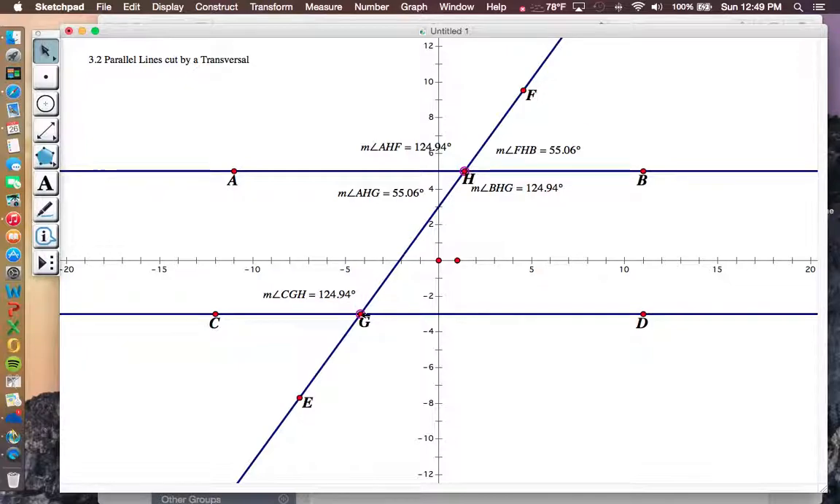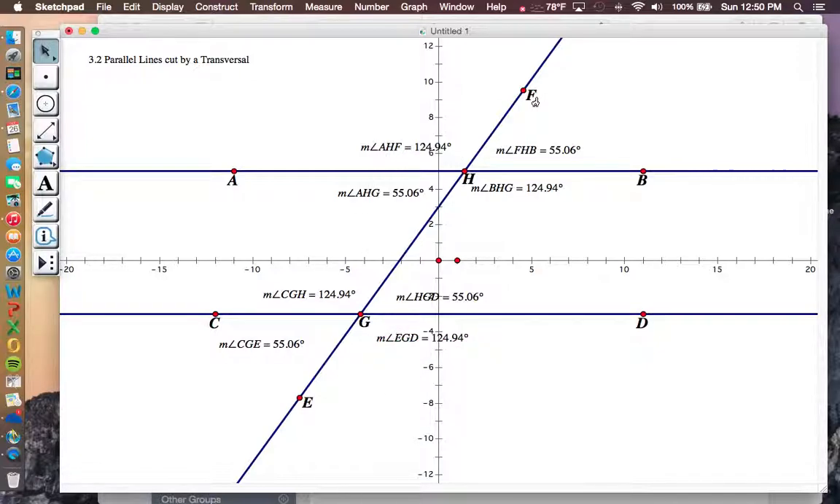So HGD, if I measure that angle, I'm also going to get 55.06. Okay, and so if these two angles are vertical, I'm going to bet that CGE has a measure of 55.06, and sure enough it does. Okay, now I'm going to go ahead and take E, G, and D, and I'm going to bet that that's 124.94. Let's measure that, and boom, that's what we get. So we have all these angle measures that are formed, okay?